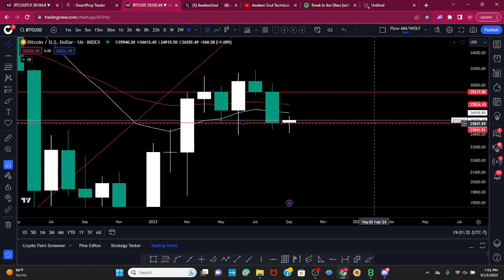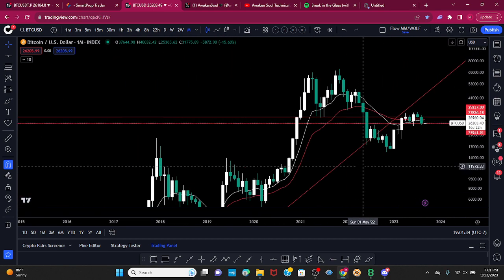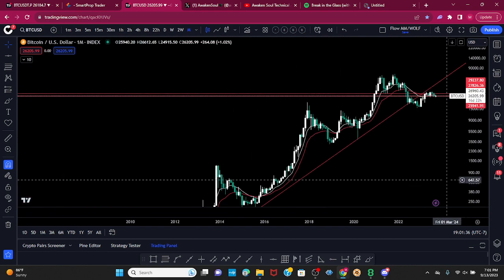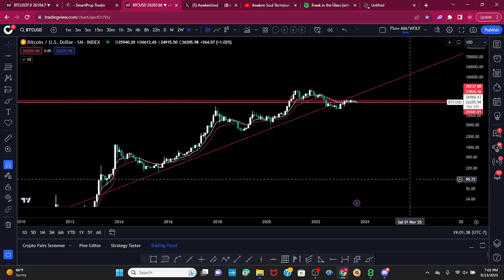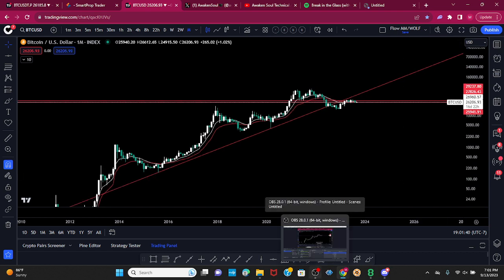Perfect. We're also going to take note that on the monthly chart, it's really important to understand the Forex Master pattern.